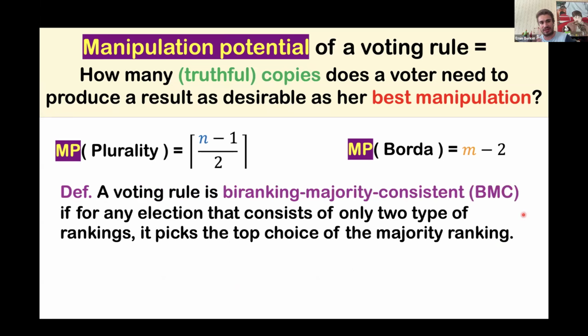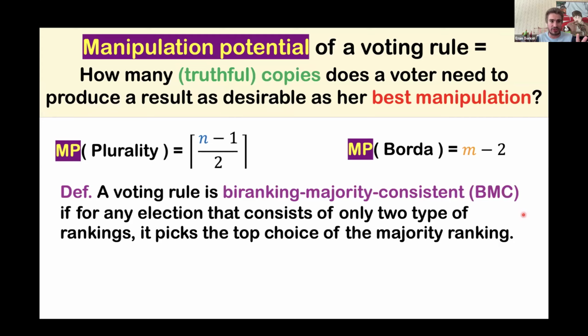Another last result I'm going to share is that we actually look at Condorcet extensions, but to prove a stronger impossibility result, we significantly weaken them to this weak majority consistent axiom, which just says if there are only 2 types of rankings, so even if everyone ranks ABC or BCA, then you need to go with the top choice of the majority ranking.